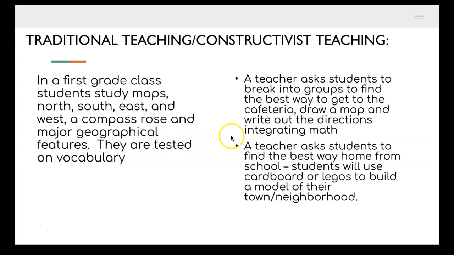But actually, in a constructivist classroom, and this may sound more like what you're used to because we were brought up in constructivist classrooms, you would draw a map. You would create directions on how to get to the cafeteria, or how to get around the town that you live in, or build a model of your town using Legos and then create a map, or build a model of your own created town and then create a map. That's constructivism. That's building off what a child knows about the school that they're in or the town that they live in, and then helping them to understand the directions, what a compass rose is, and what geographical features are.